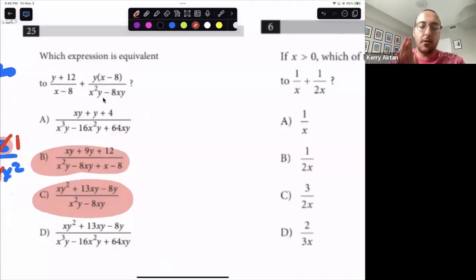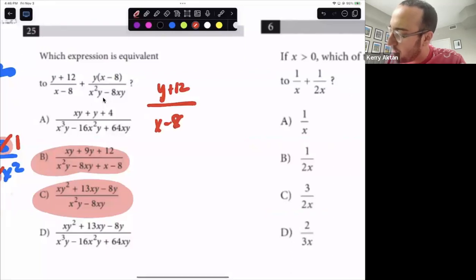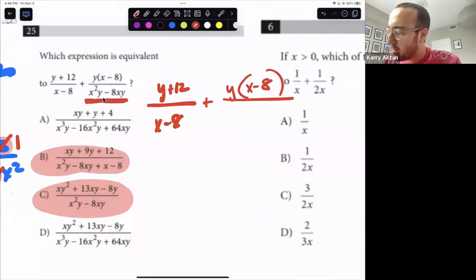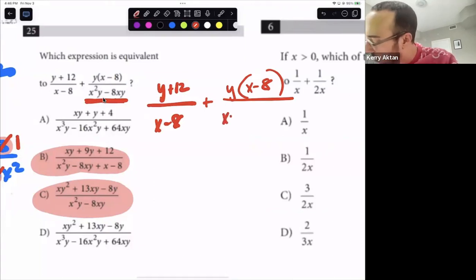Remember, on tomorrow's test, anytime something is factorable, what must you do? Anytime something is factorable, look for a GCF. Look for something that you can factor out. Really, this is going to be y plus 12 all over x minus 8 plus, what about this right side? That's y, x minus 8. And then on the bottom here, what can I factor out? There's a few ways to look at it, but you could factor out an xy, and that would be x minus 8.